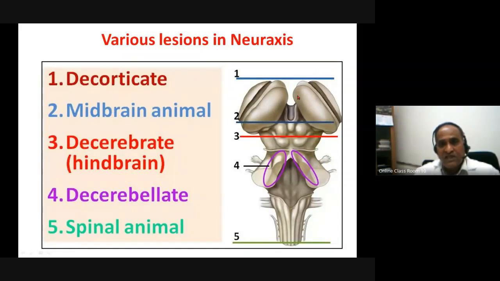As I have mentioned, this is the section. Number 2, above the superior colliculus, that's a midbrain animal. Number 3, between the colliculi, that is the superior and inferior colliculi, that is the decerebrate preparation. Then decerebellate is the cutting of the cerebellar peduncles. That is the decerebellate preparation. The spinal animal is below this.